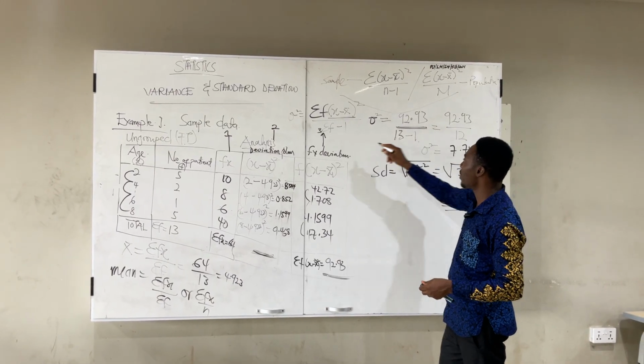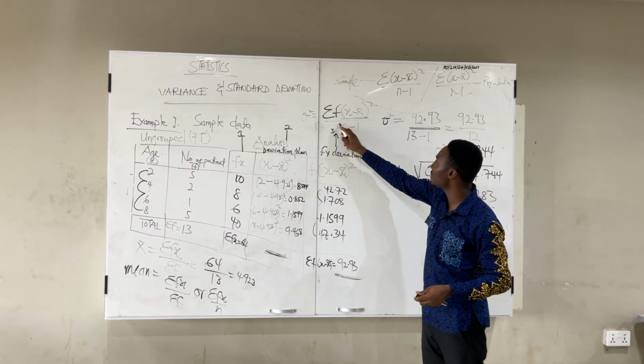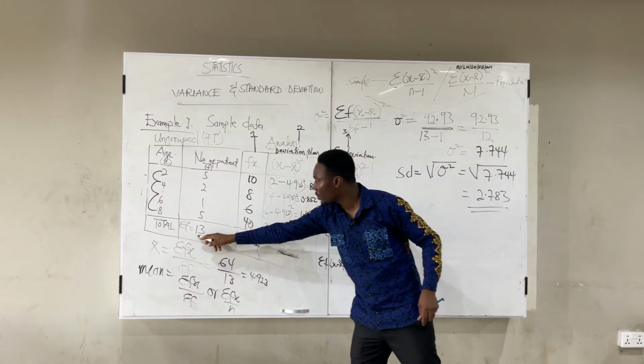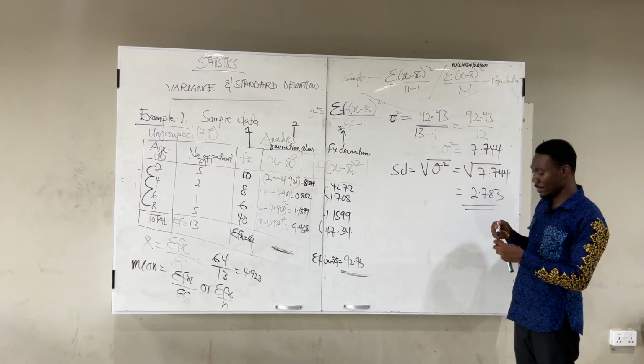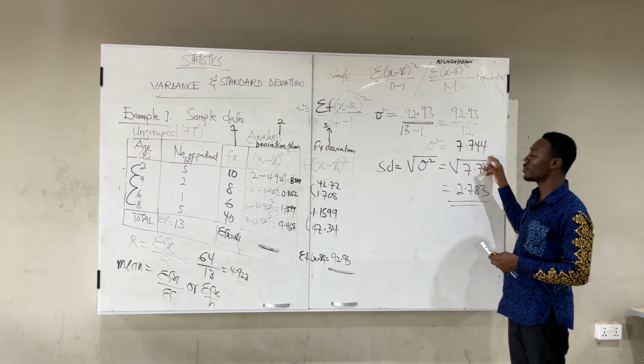The 13 minus 1, where is it from? The denominator of the formula says sum of f minus 1. Sum of f is 13. So 13 minus 1 will give us 12. So at the end of the day, the variance is 7.744.